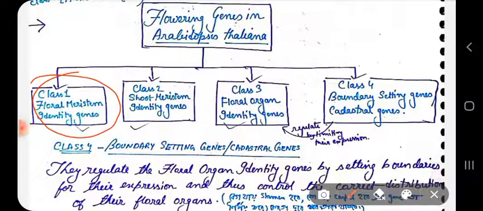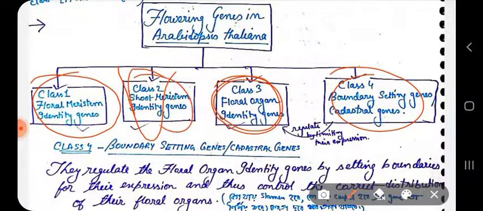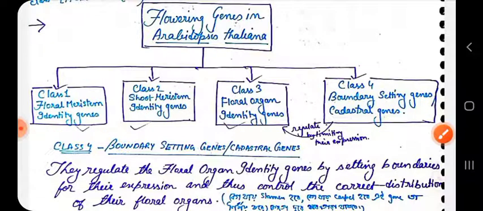The LFY (leafy) and apitela 1 genes. These class 1 genes are then going to express the floral organ identity genes, regulated by the boundary setting genes to be expressed. Class 2 genes are not helping in flower development; rather, they are repressing flower development. So at one time they are manipulating the development of flowers.